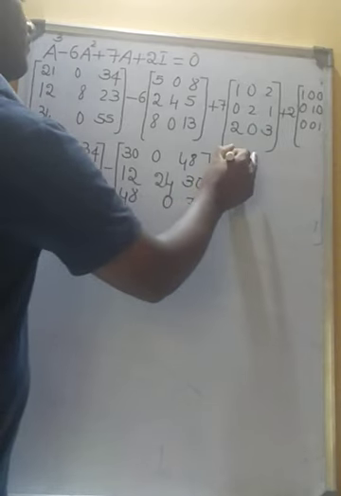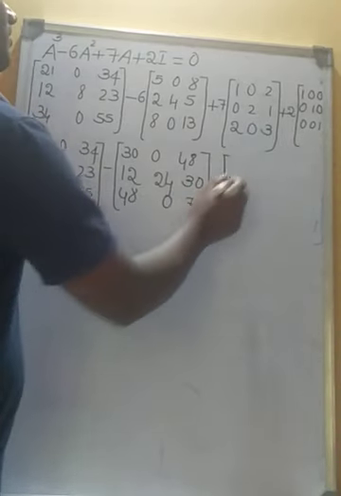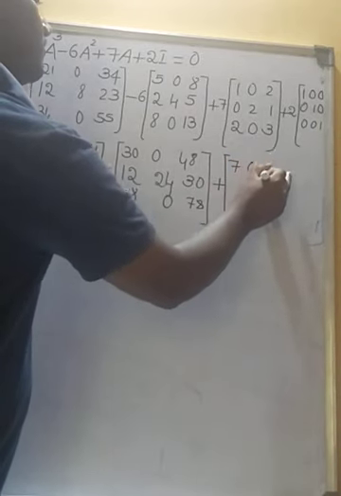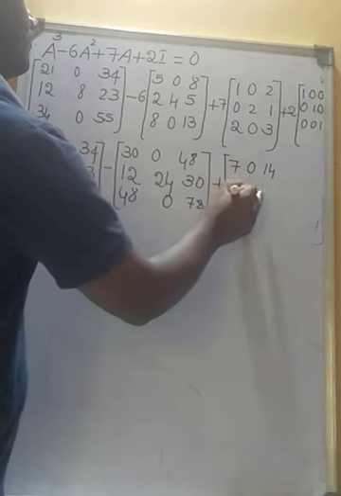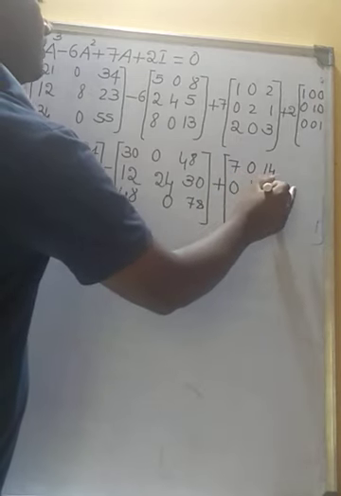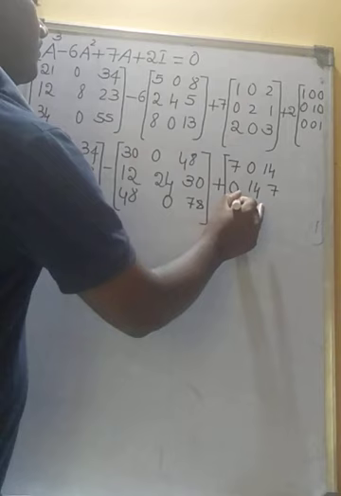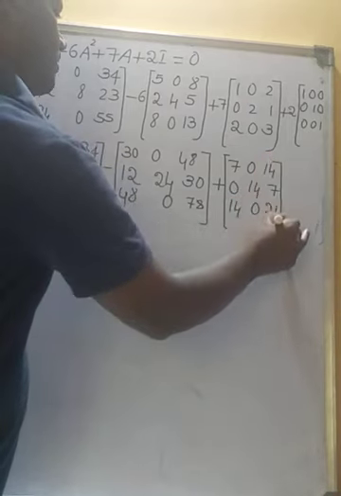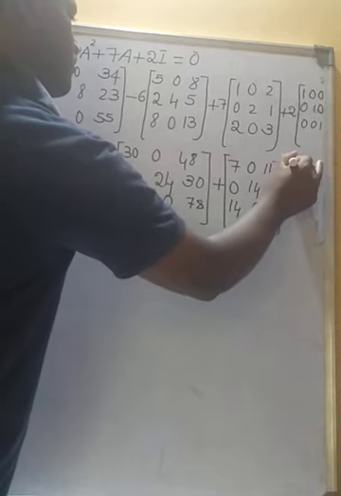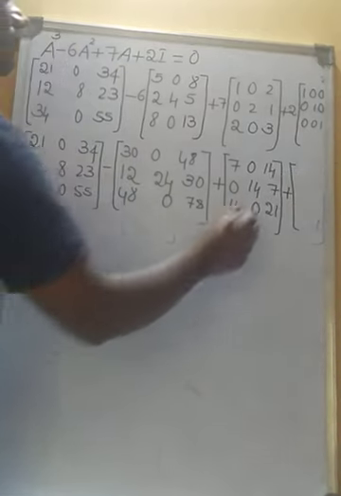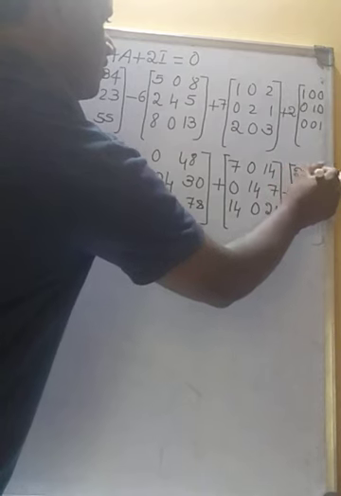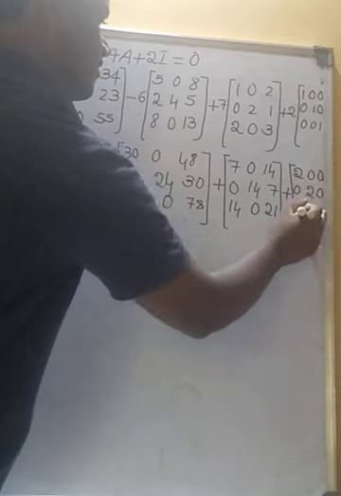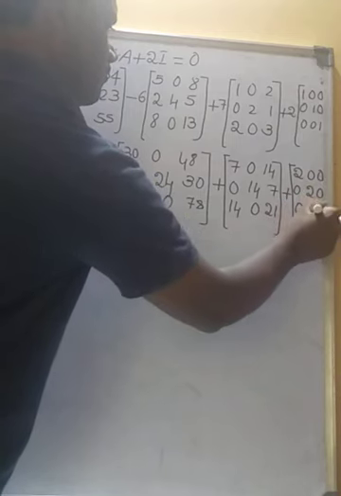Place 7 1s are 7, 7 0s are 0, 7 2s are 14, 0, 14, 7 1s are 7, 7 2s are 14, 0, 7 3s are 21. Place 2 1s are 2, 0, 0, 0, 2, 0, 0, 0, 2.